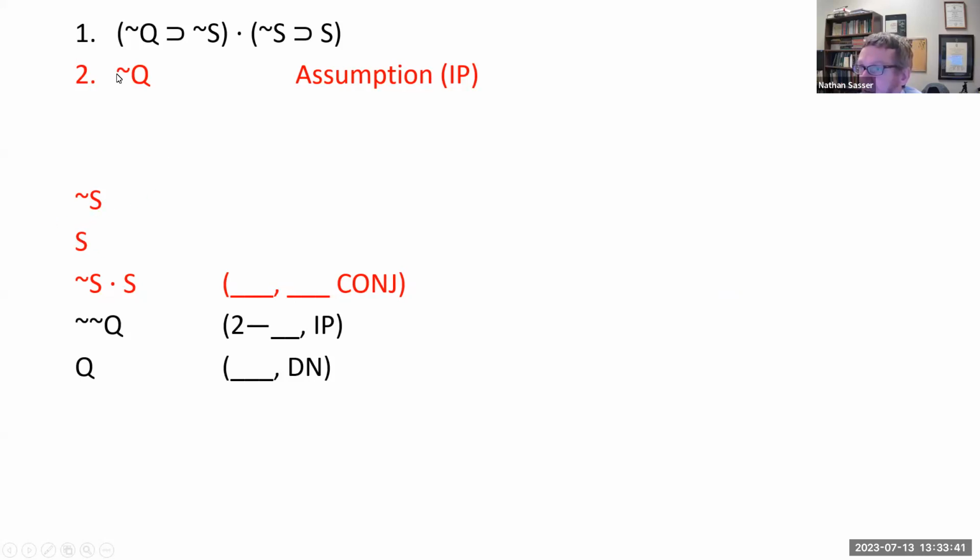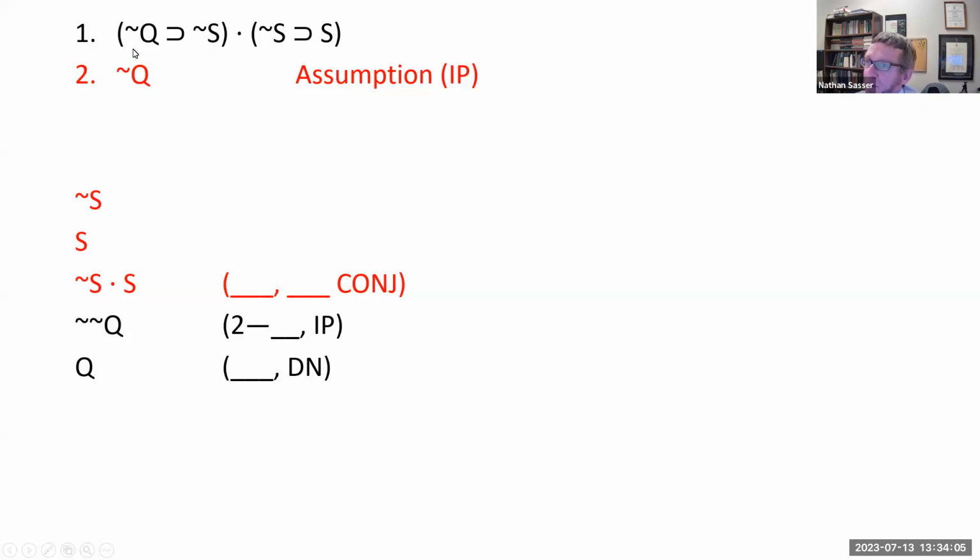So how am I going to get not S from this stuff? Well, check it out. I've got this conditional here: if not Q, then not S. And I've assumed not Q. So what rule do you know that could get me from this conditional and this to not S? One of my favorites, that's right, it's modus ponens.